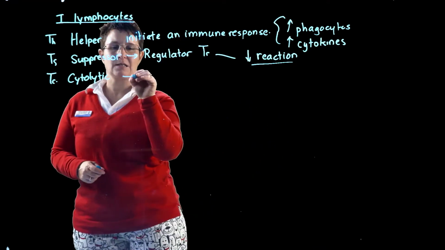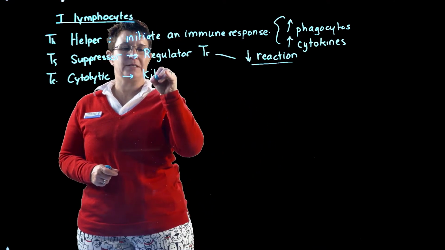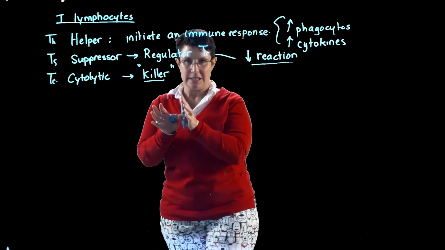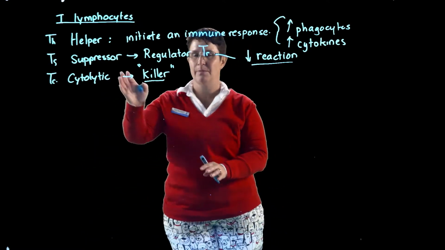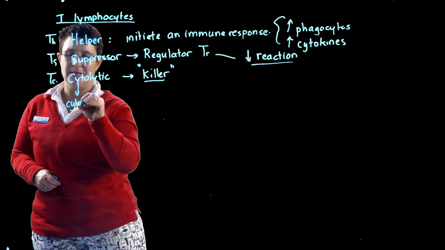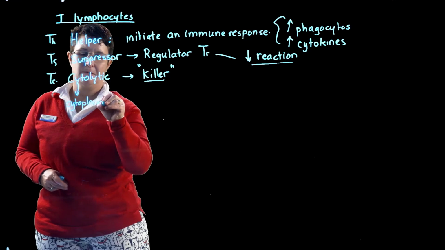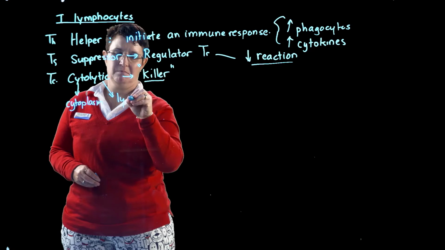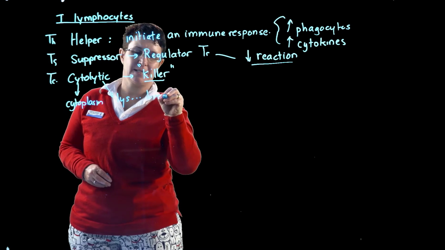The cytolytic cells, the other word that we said they could be called before is that they are the killer T cells. That's perfectly acceptable as a name for them. If you can't remember cytolytic, here's a way. Cyto, it looks like cytoplasm. And this guy here is lysis, which means, of course, to break something down.